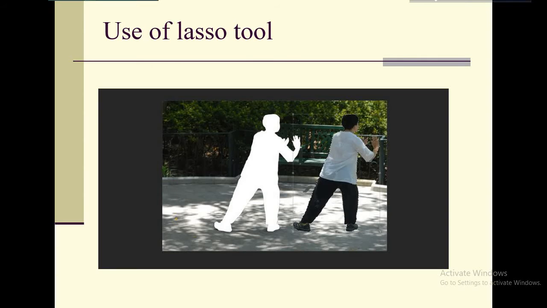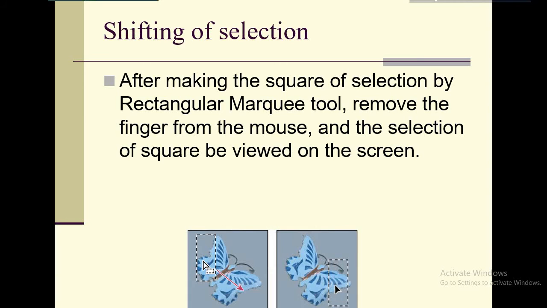Well, in another example of the lasso tool, I am moving and cutting a human body shape from its original position to another position. That is also possible in Adobe Photoshop by using the lasso tool. We can change our selection, also shift our selection. After making the square selection with the rectangular marquee tool, you remove the finger from the mouse and see a square view on the screen.